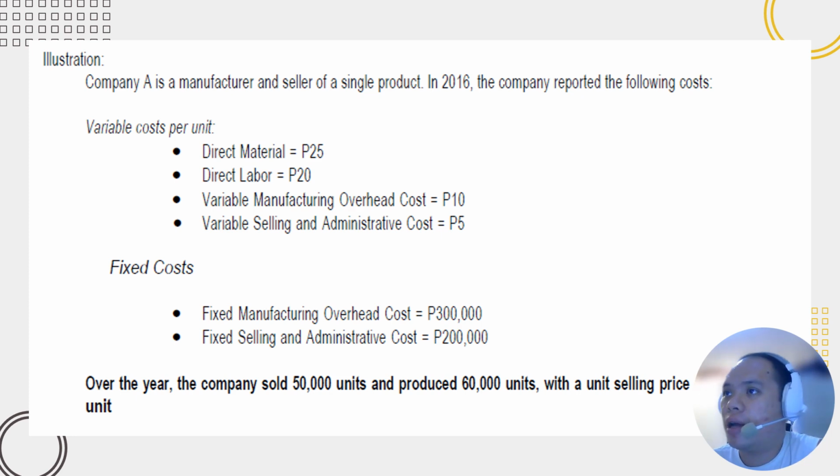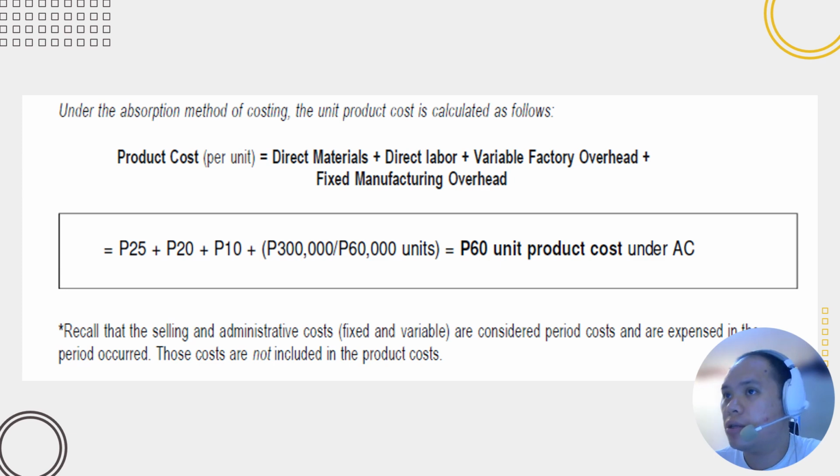Company A is a manufacturer and seller of a single product. In 2016, the company reported the following costs, grouped into variable and fixed cost. For variable cost per unit, we have direct material, direct labor, variable manufacturing overhead cost, and variable selling and administrative cost. For the fixed cost, we have fixed manufacturing overhead cost and fixed selling and administrative cost. Over the year, the company sold 50,000 units and produced 60,000 units, with a unit selling price of 100.